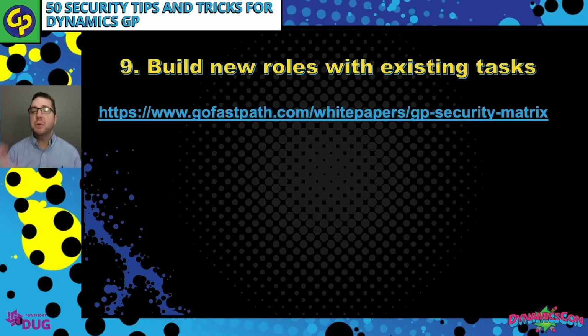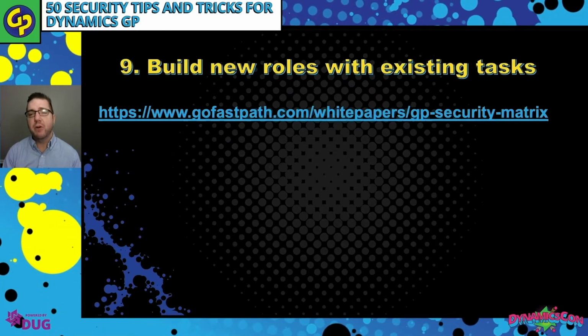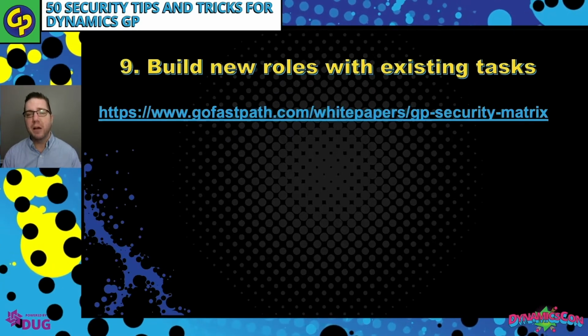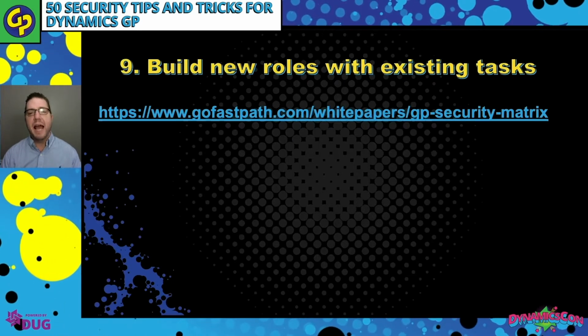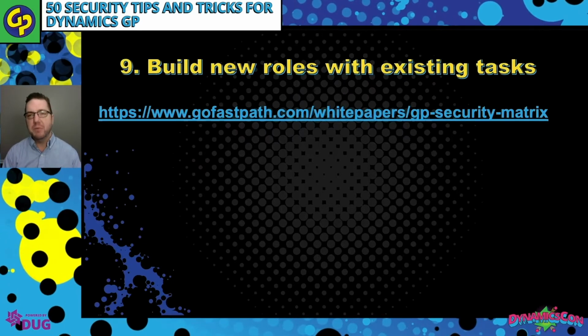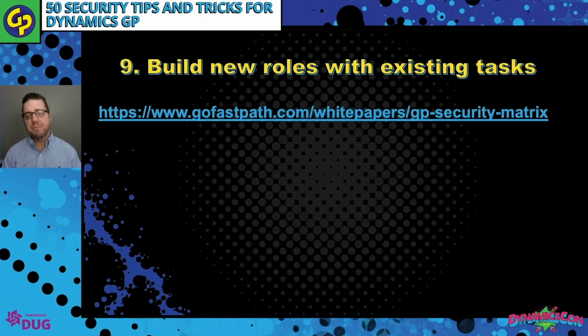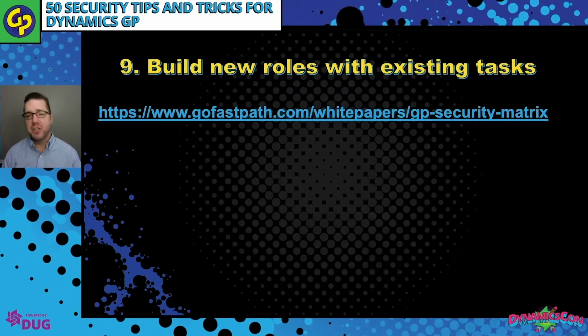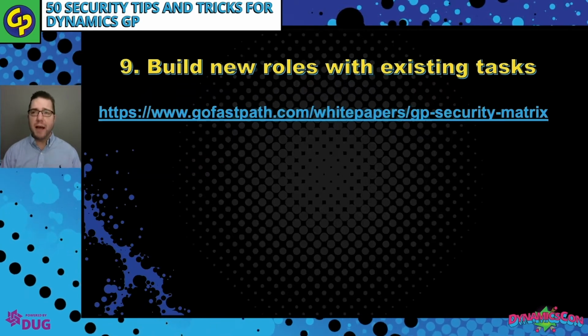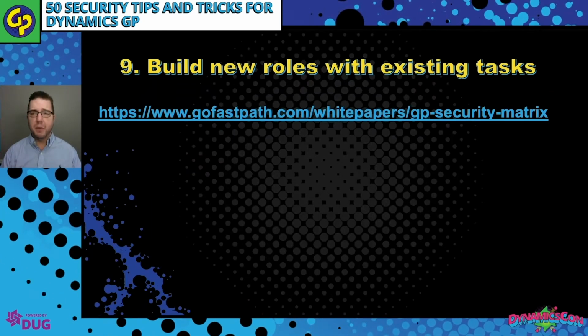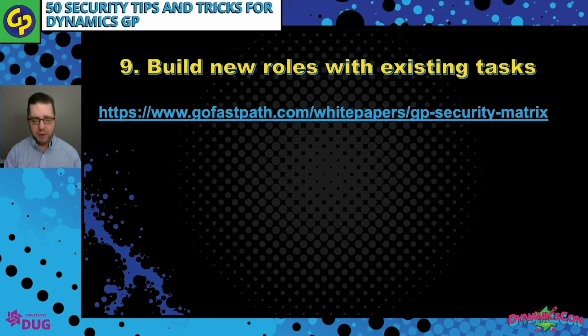And then to assist with that, I've got a link to a free security matrix. This is just an Excel sheet with all of the tasks, and it allows you to then pull those items together into the roles you want. So you can experiment moving things around. And then when you're done, you would go and make the changes in GP. But you can do all of that setup work and thinking about it in Excel. So then the changes in GP are straightforward.